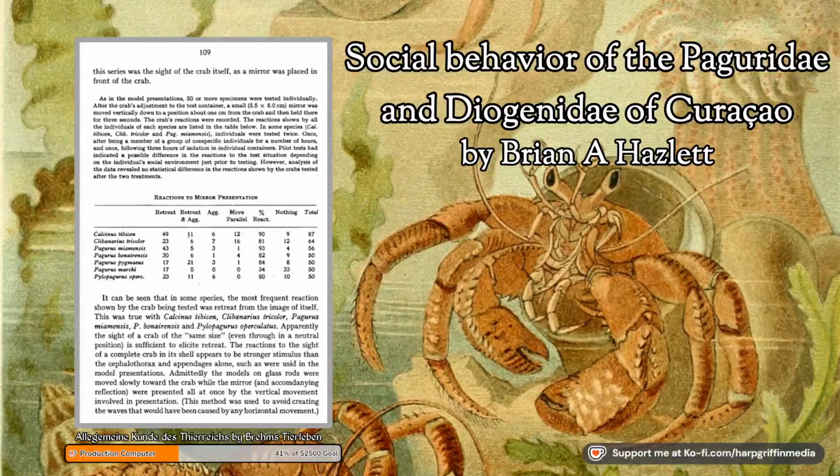The reactions shown by all the individuals of each species are listed in the table below. In some species, Calcinus tibicen, Clibonarius tricolor, and Pagurus miamensis, individuals were tested twice. Once after being a member of a group of conspecific individuals for a number of hours, and once following 3 hours of isolation in individual containers. Pilot tests had indicated a possible difference in the reactions to the test situation depending on the individual's social environment just prior to testing.